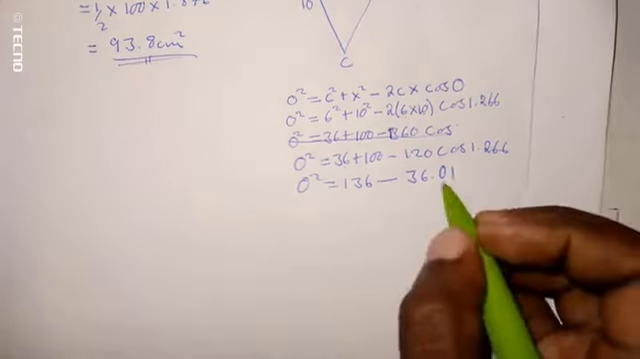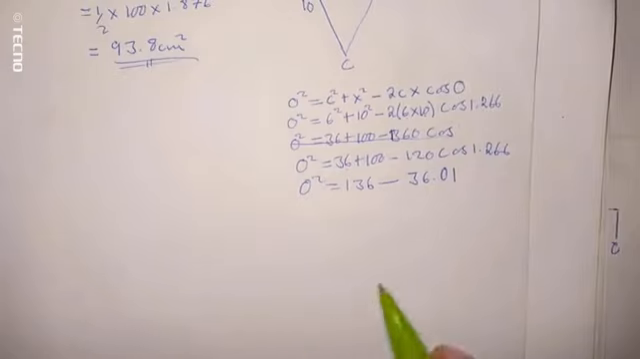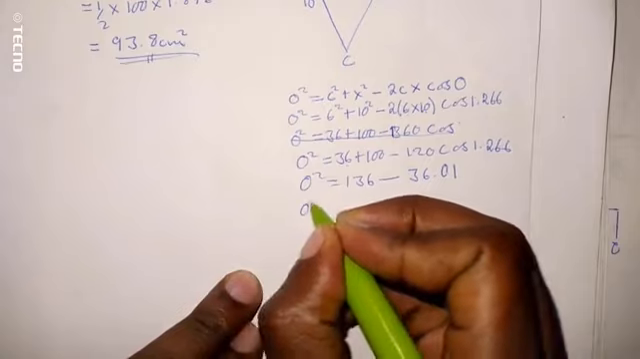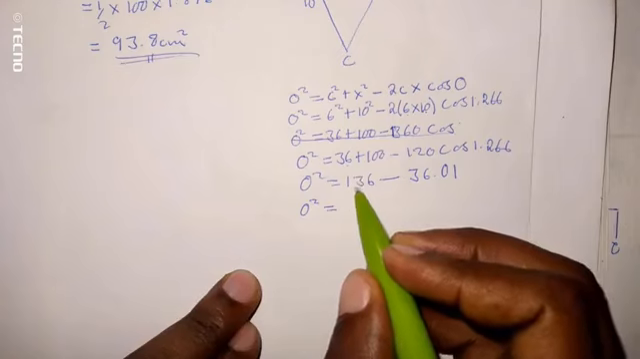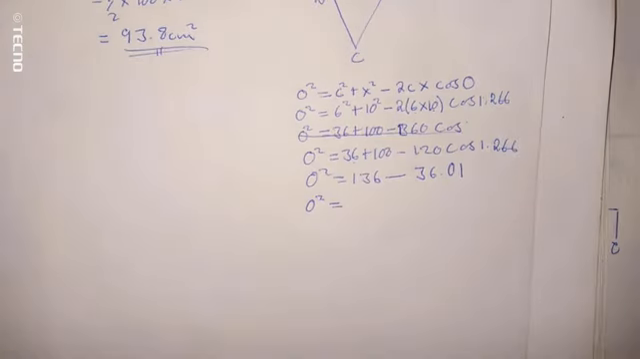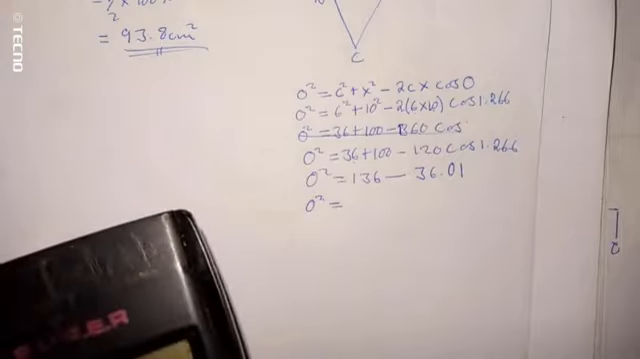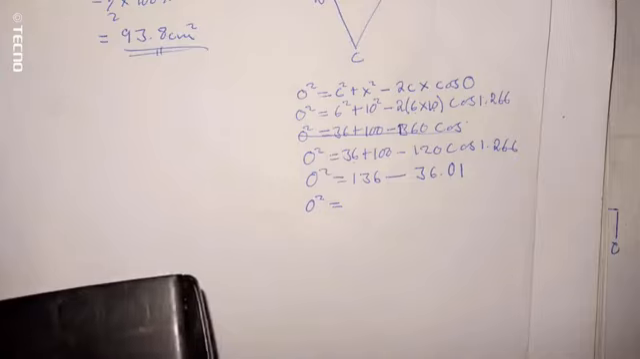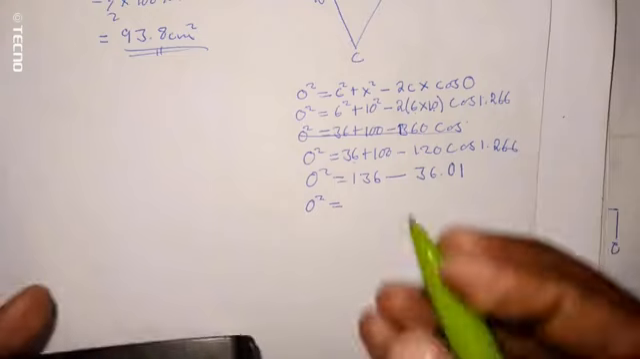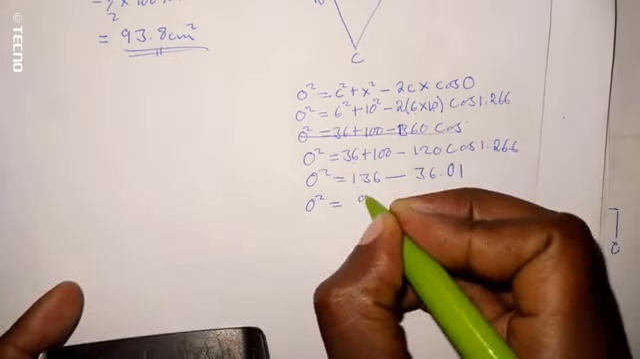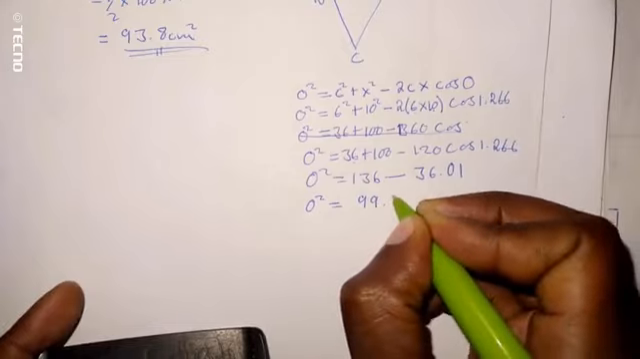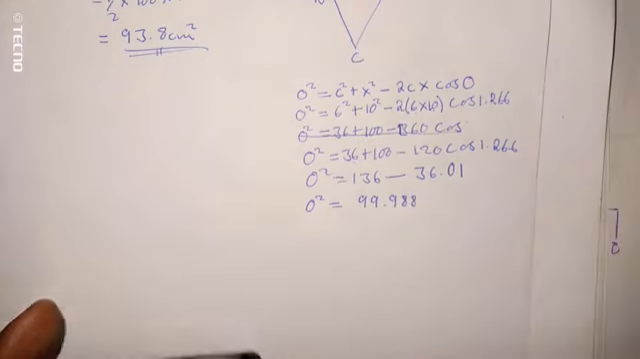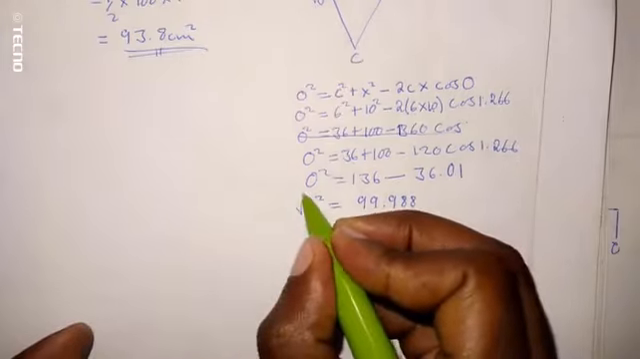Okay, this is what I have. Following this, we'll say this one is equal to, again, when you subtract this from this, so say 136 minus answer, we'll get 99.988. Okay, so now the square root.